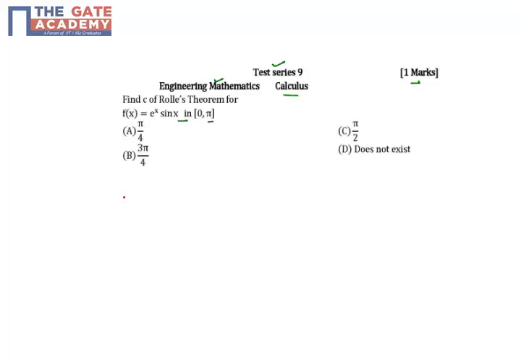So if you just check the value of function in the initial limit, f(0), it is e raised to power 0 sine of 0, which is 0, so it is a 0. And the value of function at pi is e raised to the power pi, and again sine pi, which is again 0.